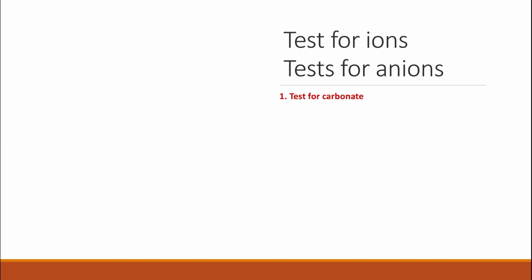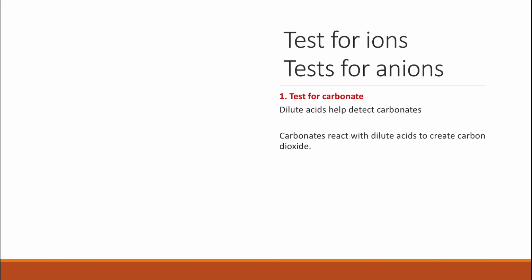The first anion we should be testing for is the carbonate. The carbonate can be tested for using dilute acids like dilute hydrochloric acid. When carbonates react with hydrochloric acid, they are bases, and they are going to give you carbon dioxide. The carbon dioxide that is formed will give you some effervescence or bubbling. But we also need to test for the carbon dioxide.